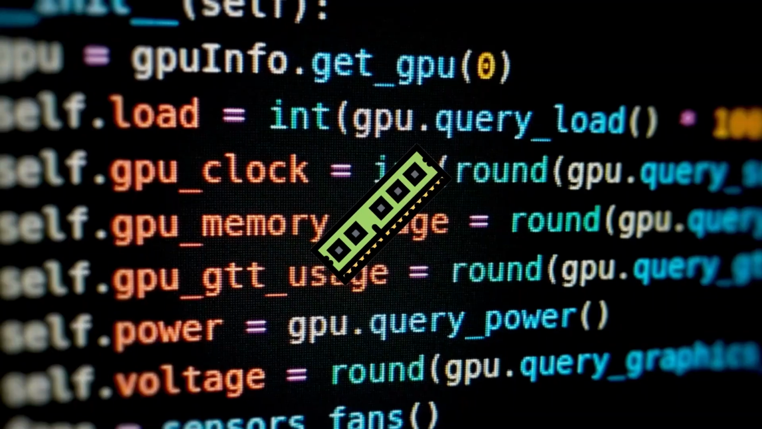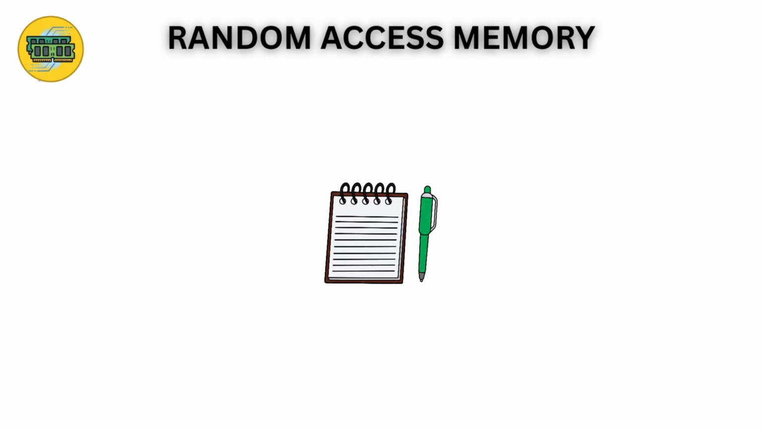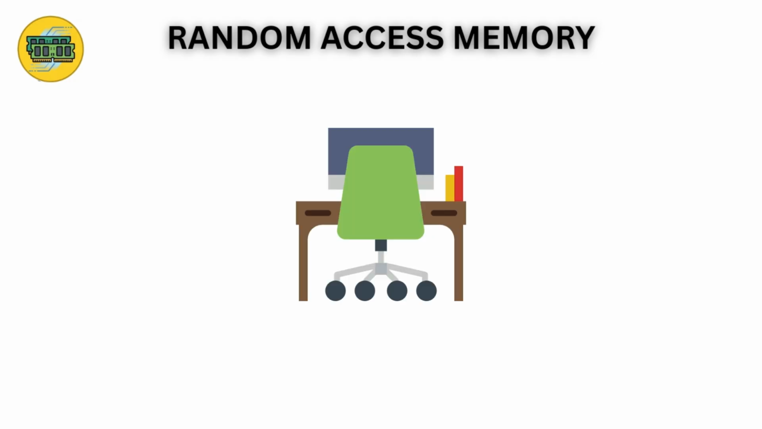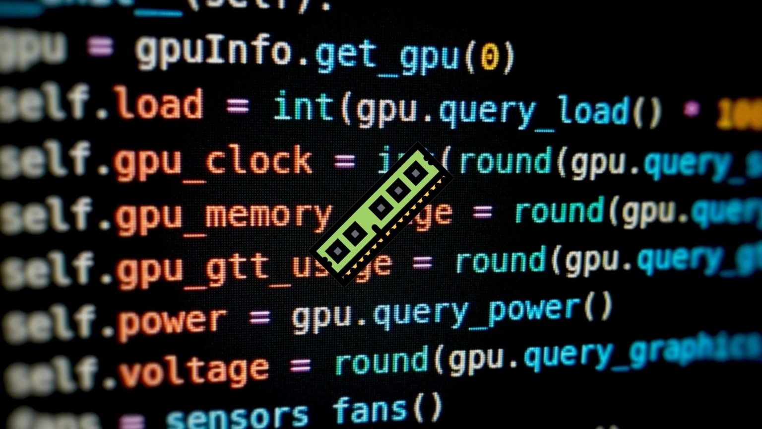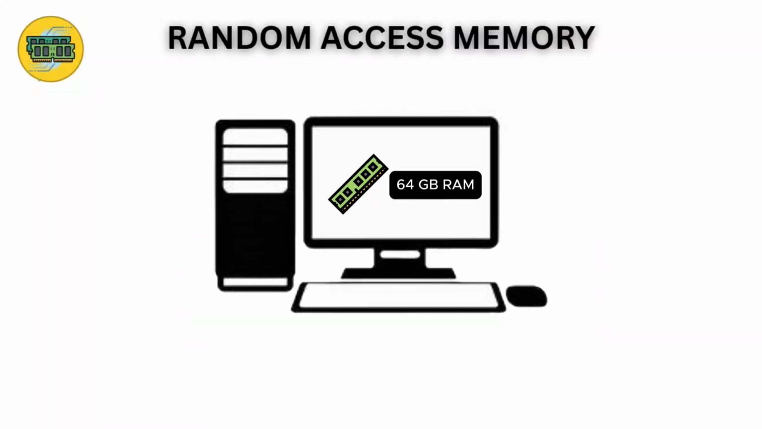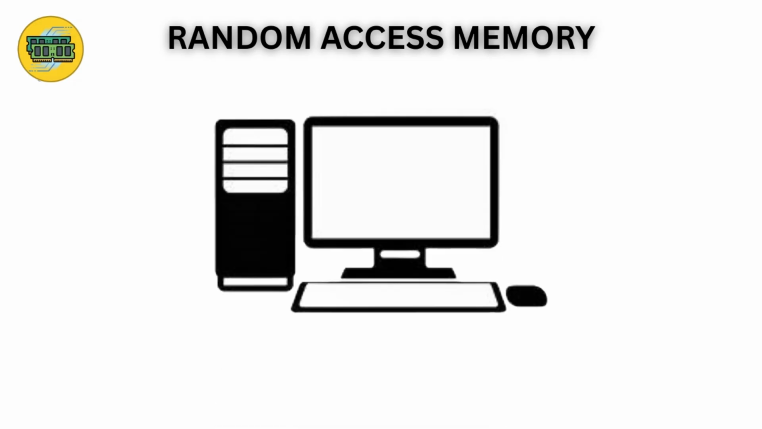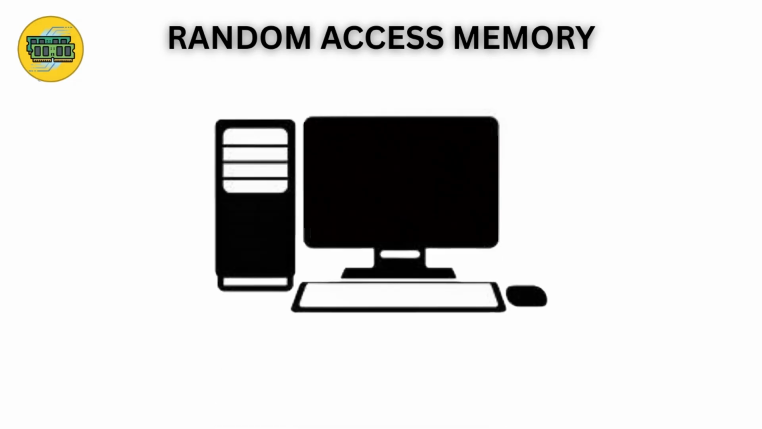RAM stands for Random Access Memory. RAM is temporary memory used by the computer while programs are running. Think of RAM as a workspace on a desk. Imagine you are studying for an exam. The books and notes you place on your desk are easy to access while you work. That's similar to how RAM stores information that the CPU needs right now. The more RAM a computer has, the more tasks it can handle at the same time without slowing down. However, RAM is temporary. Once the computer is turned off, everything stored in RAM disappears.